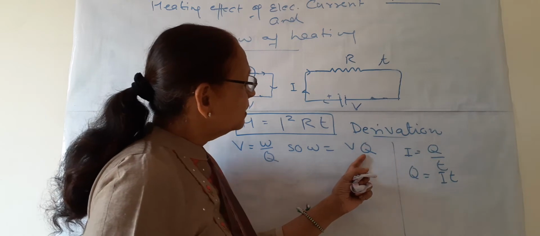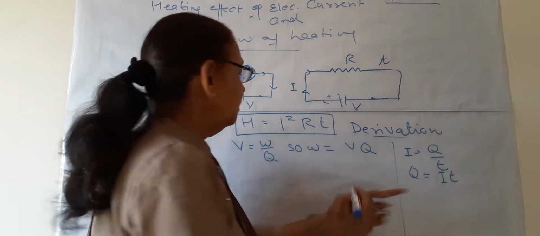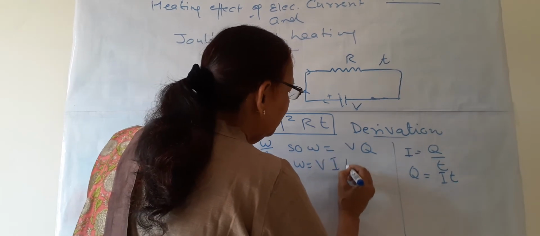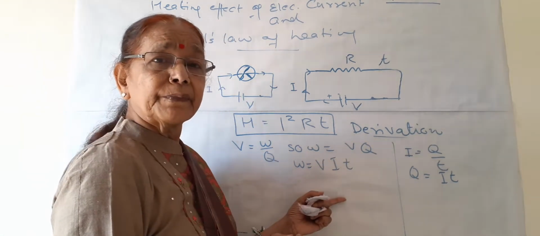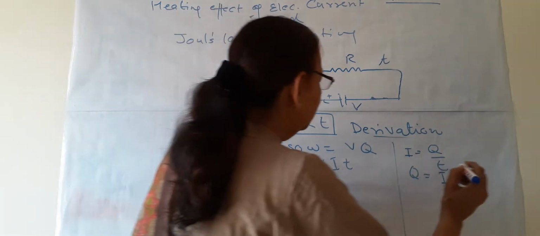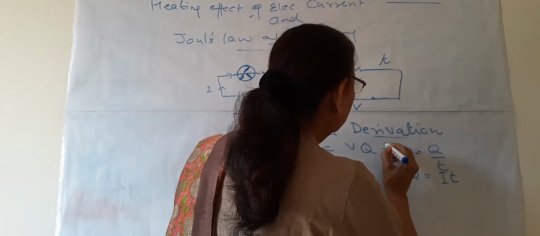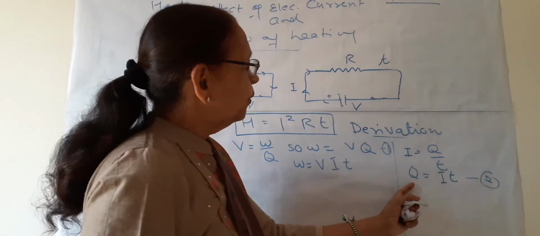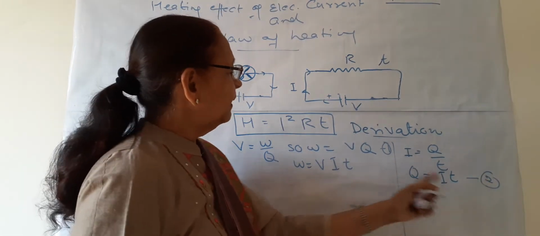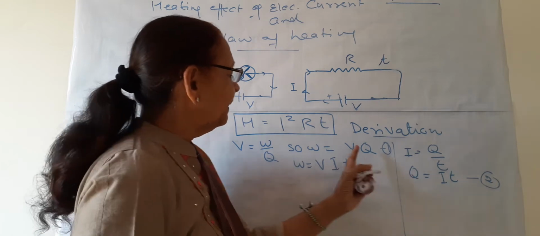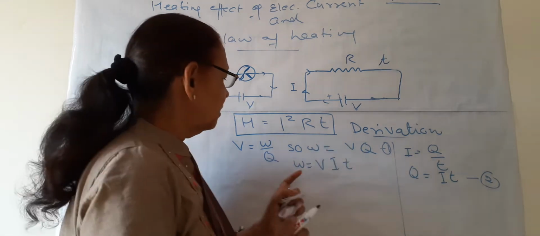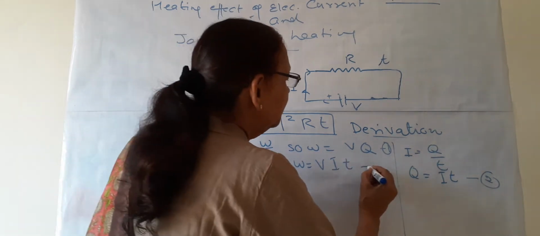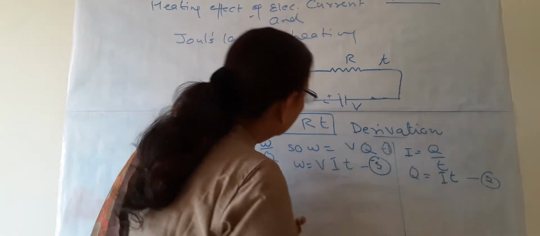We can replace this Q by this IT. So now W will be equal to V into I into T. Is it clear to all of you? Suppose this is equation 1, it is equation 2. So this Q from equation 2 is replaced as IT in this first equation. Now we have the equation W is equal to VIT. Suppose this is equation 3.